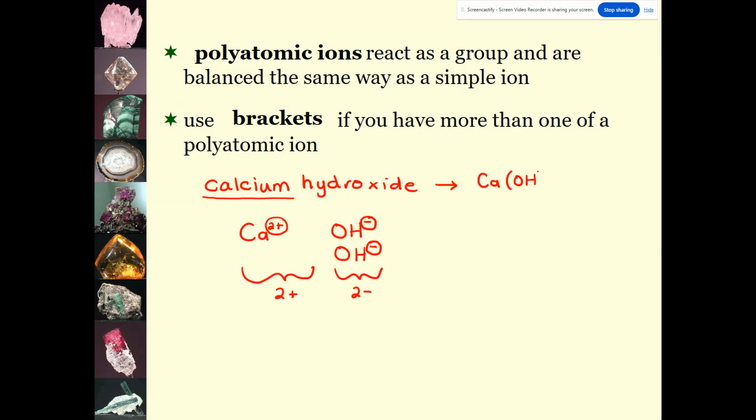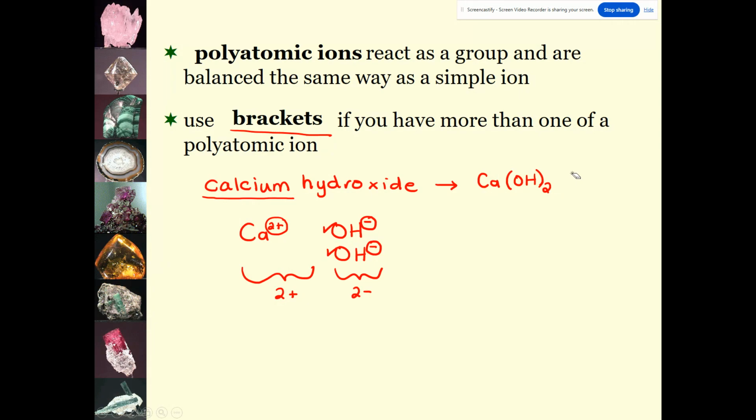Because hydroxide is a polyatomic ion, I need to put it in brackets. Okay? So normally when we write the formulas, we don't use brackets. But if I have a polyatomic ion like hydroxide, and there's more than one of them, here I have 1, 2 of them, I put them in brackets with a 2 after, showing that there is 2 of these ions.